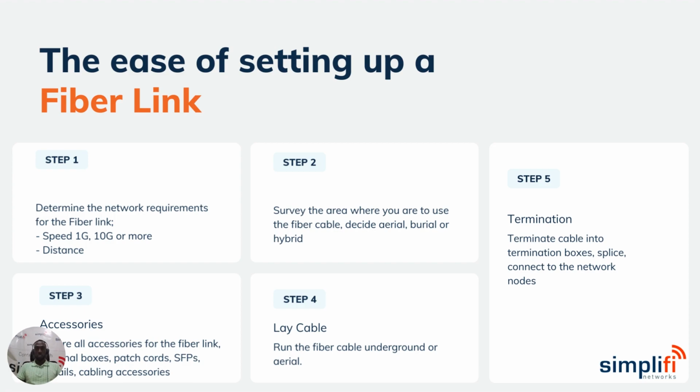So yes, I want to set up a link, but what's the most efficient way to go about it? Or what do I do before what? So you always want to determine the network requirements for your fiber link. Things like what speed is it going to be? Do I need a 10G link, a 1G link, a 40G link? And of course, that comes from knowing your network and your traffic requirements.